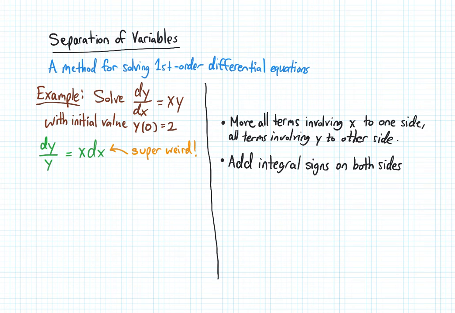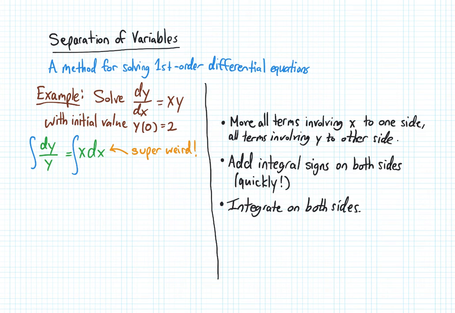It says to add integral signs on both sides of the equation. This is pretty important because if you just have the equation dy/y = x dx, I don't even know what that means. But if you add integral signs, then it becomes something that actually means something. And that's why I like to say that you should do this step quickly before anybody notices that you wrote something down that didn't make any sense. So then the next step is to integrate on both sides.